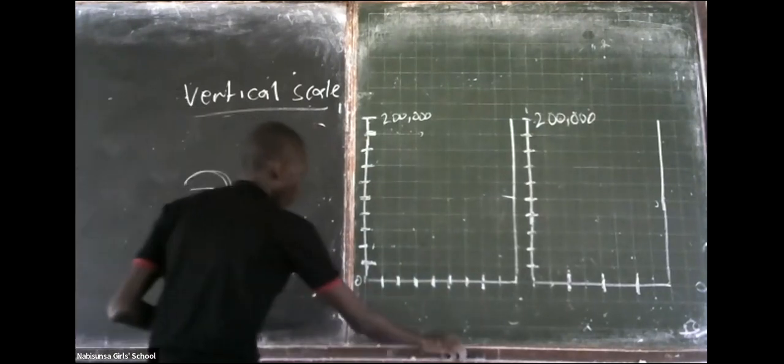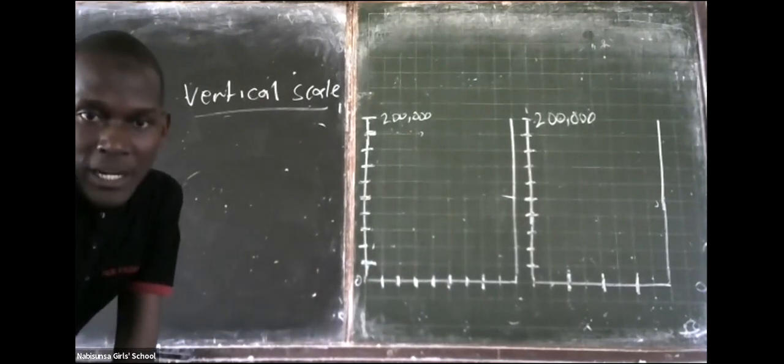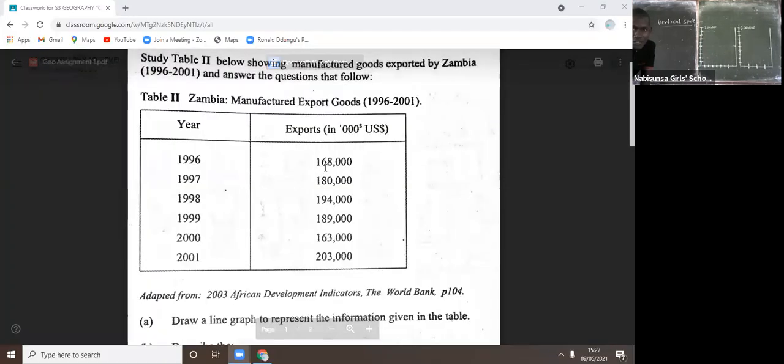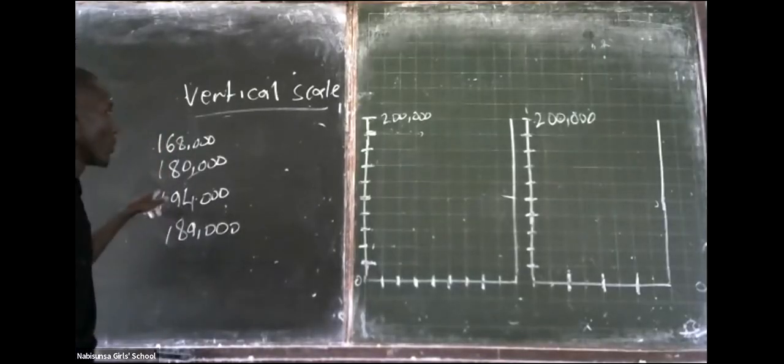Now, when we are plotting, let us look at our table. The first amount is what? 168. Okay, let me write it here. 168,000. Then the next one is 180,000. Then another one is 194,000. Then another one is 189,000. Now, already we have the work on the board. Let us do it. Now we are going to plot.